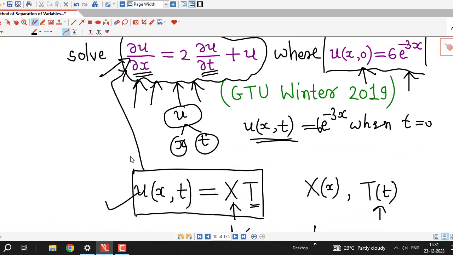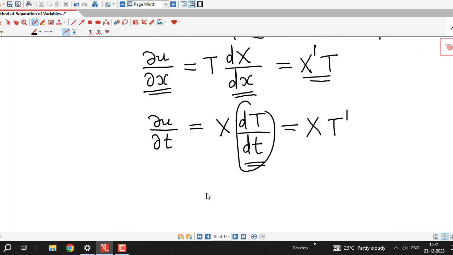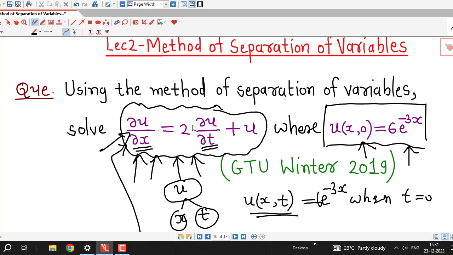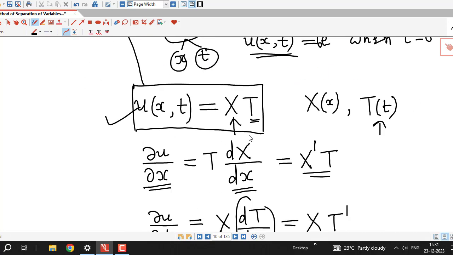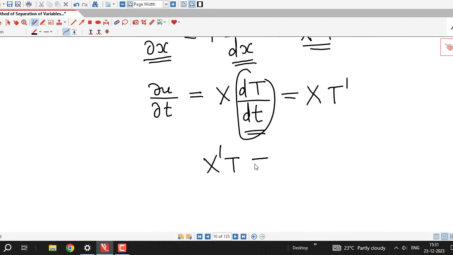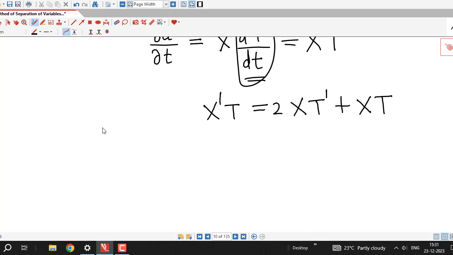So the equation becomes del u by del x, that is X dash T, equal to 2 times del u by del t plus u. 2 times del u by del t means 2 times X T dash, plus u, and u is assumed as the product of capital X and capital T.